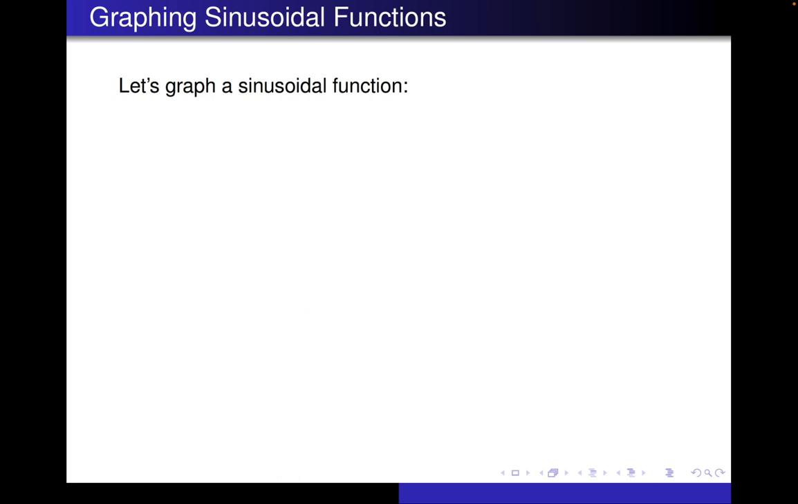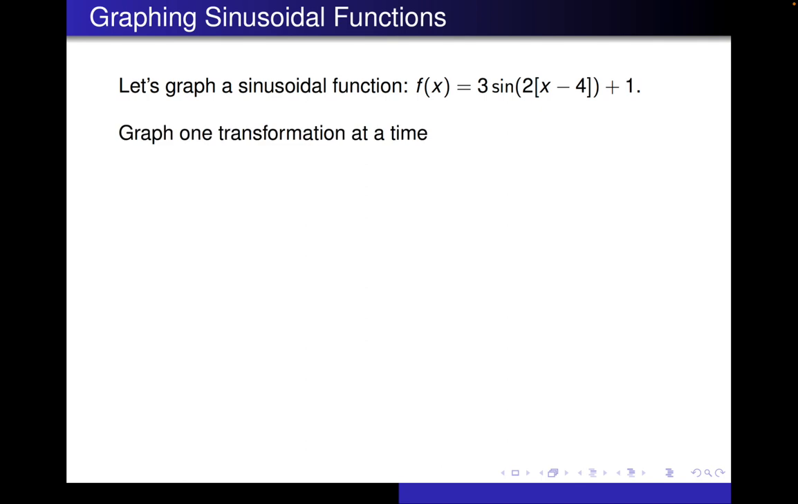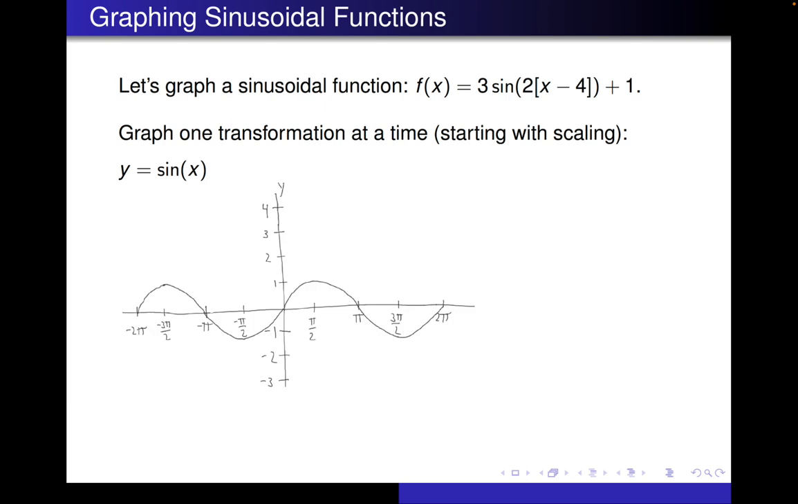So let's go ahead and graph an example sinusoidal function. Let's look at 3 times sine of 2 times the quantity x minus 4, and all of that plus 1. We're going to do one transformation at a time. We're going to graph it, and that'll make it a little easier for us to handle those combinations. And I'm going to start with scaling, both types of scaling. I'm going to do the vertical, then the horizontal. Doesn't matter, you can do them in either order. So I'm going to start with y equals sine of x, and I'm going to do the vertical scaling first.